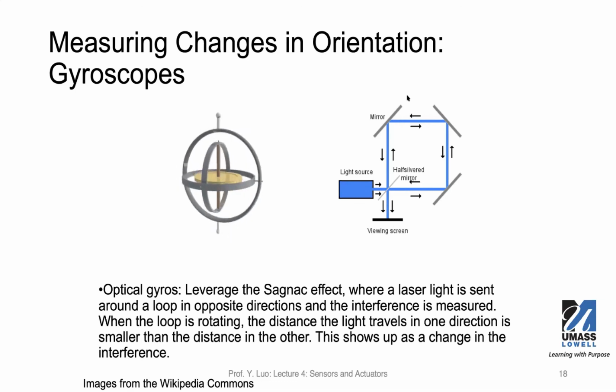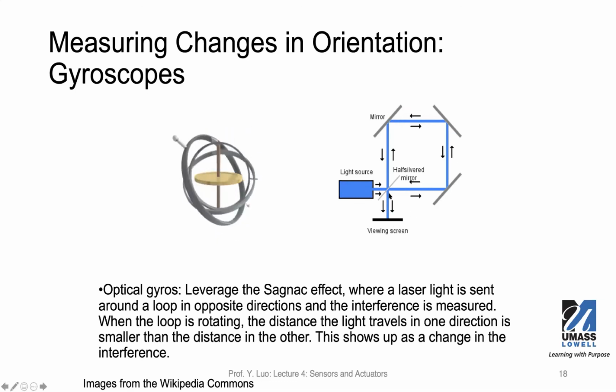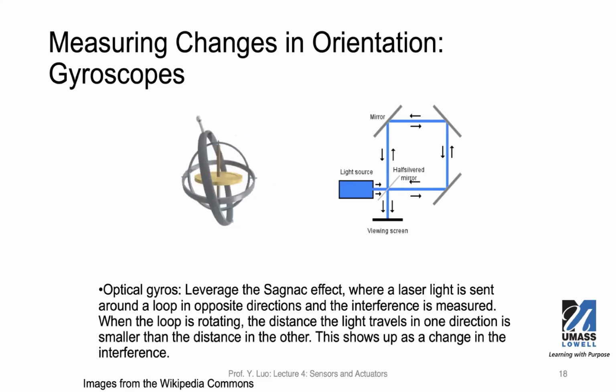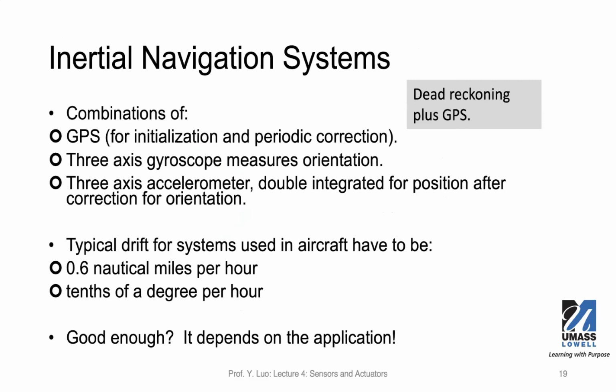When these mirrors are rotating, the light traveling in one direction covers a smaller distance than the light traveling in the other direction. This causes changes in the interference. And based on the changes in the interference, we can infer the rotation in that direction, along that axis.